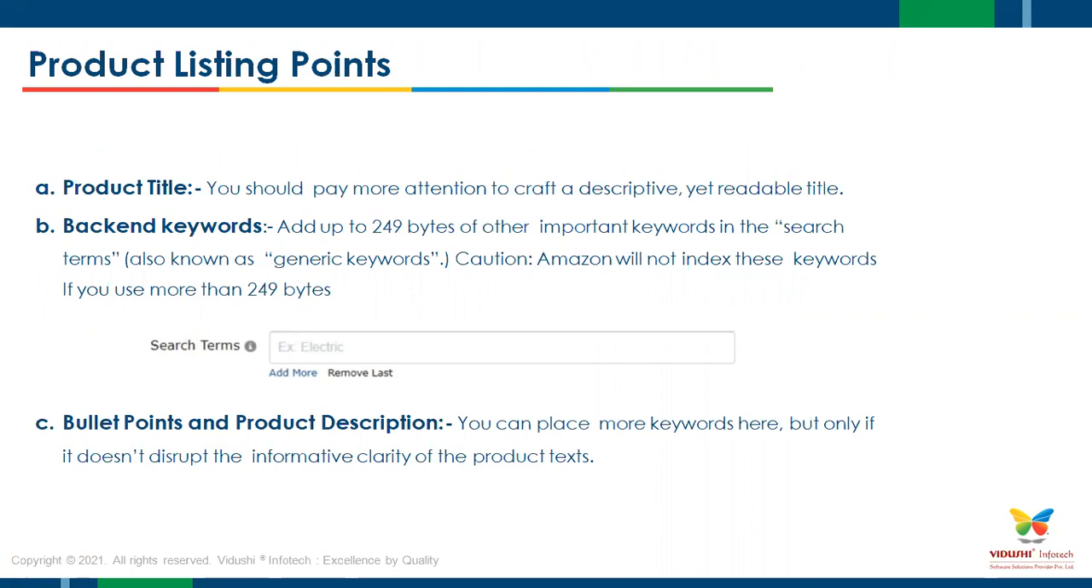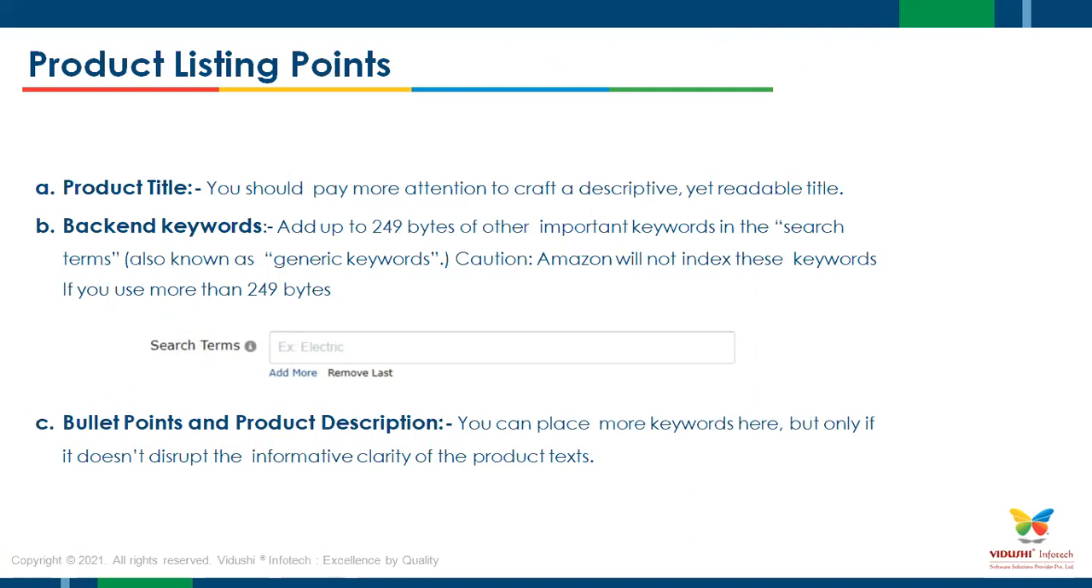Product title. You should pay more attention to craft a descriptive yet readable title, because the buyer is going to search your product by this title only. And if you don't have a relatable descriptive title for your product, the Amazon search engine won't be able to find that product for that particular buyer. So we have to make sure that the title of the product is relatable, easily findable for the buyer who is looking for that. Next point is backend keywords.